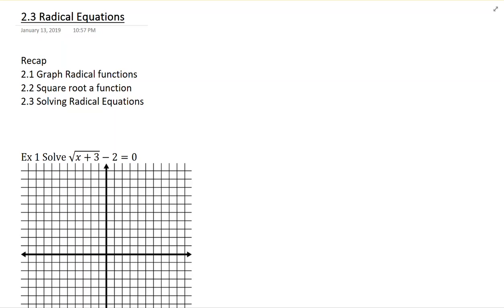Hello, so this is the third section of chapter 2, and we are going to be looking at radical equations. Before we start, we're just going to recap the previous sections we have looked at so far. The first section was on just graphing radical functions. So recall again, with this part, we're talking about the function y equals the square root of x, okay?